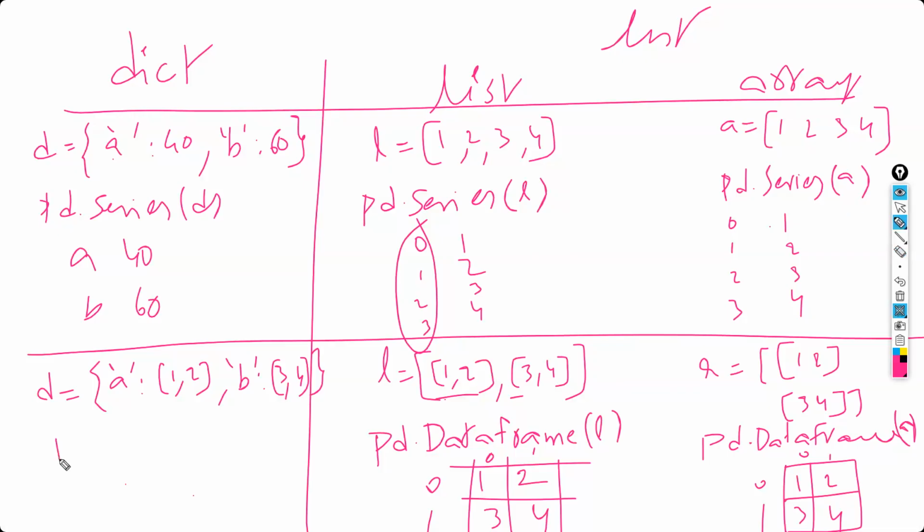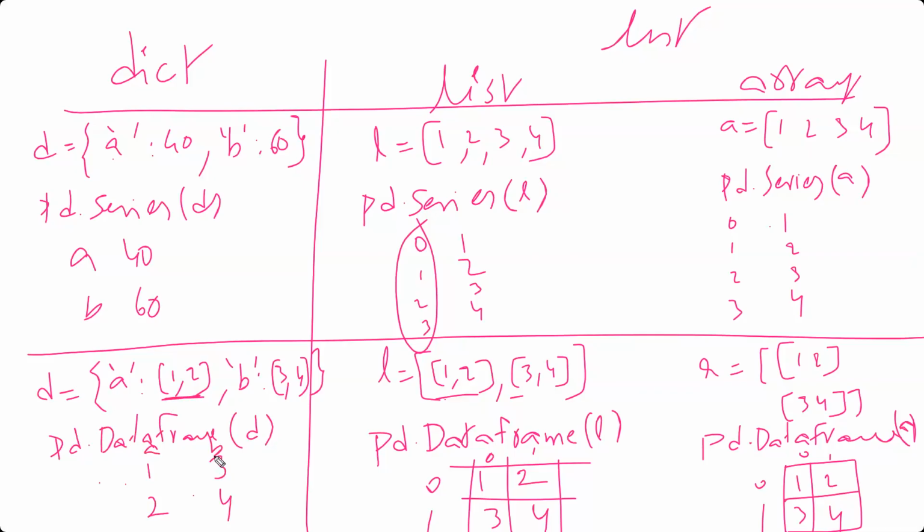Okay. Now, pd dot DataFrame of D. Now, when you convert as a data frame, what are the values that are there? The first list will be considered as the first column. The second list will be considered as the second column. And the keys will be considered as the column names. Sir, what about the row names? 0, 1. Sir, if I want to add the row names, you can add the row names by index. Columns you should not add. Columns it will take automatically.